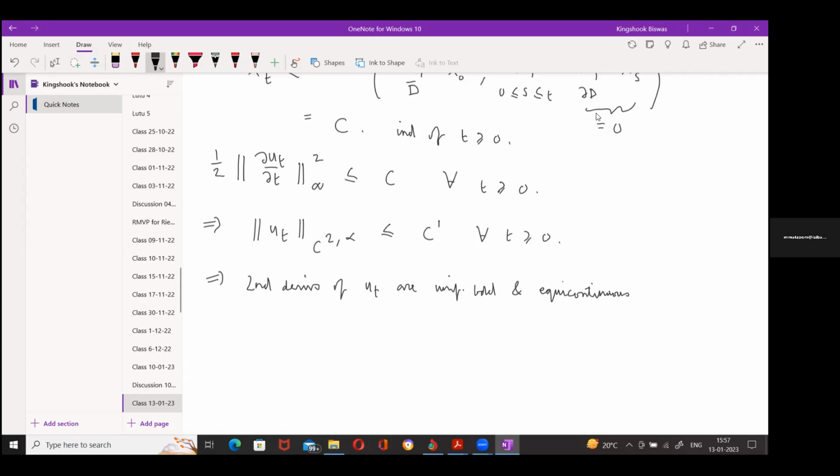So they converge along a subsequence. That means I have UTN, which converges to some U infinity in C2 norm, by Arzela-Ascoli applied to the second derivatives. So they converge in C2 norm to some U infinity, and we've already seen that U infinity has to be harmonic, and U infinity restricted to the boundary of D is equal to F.